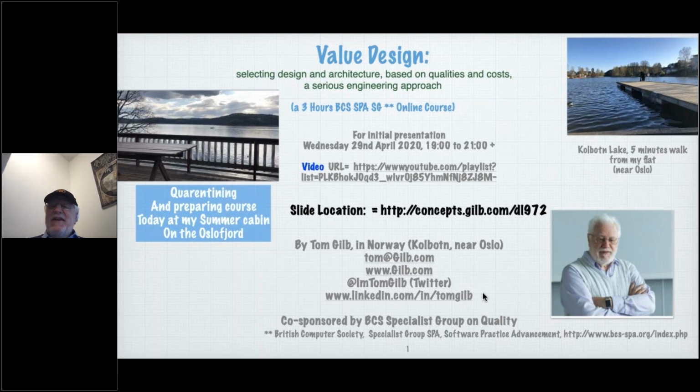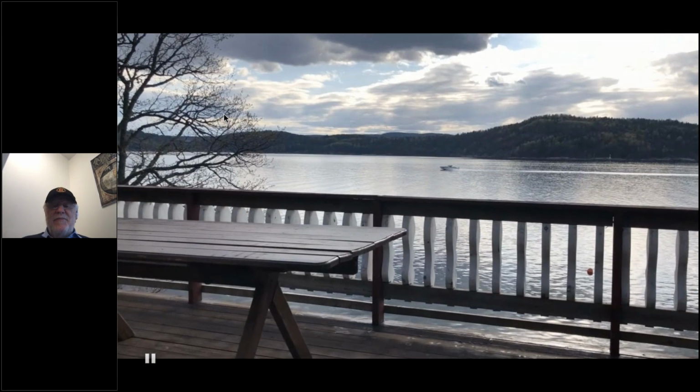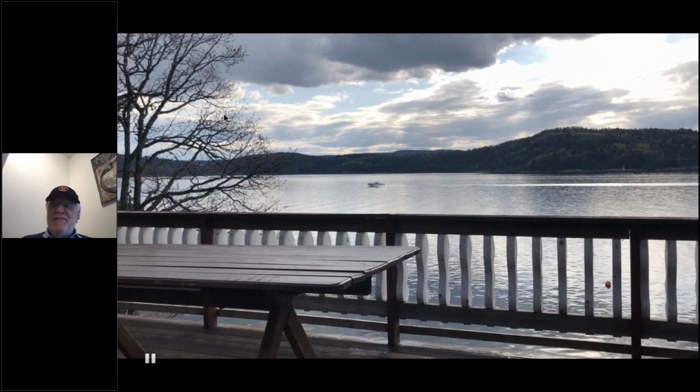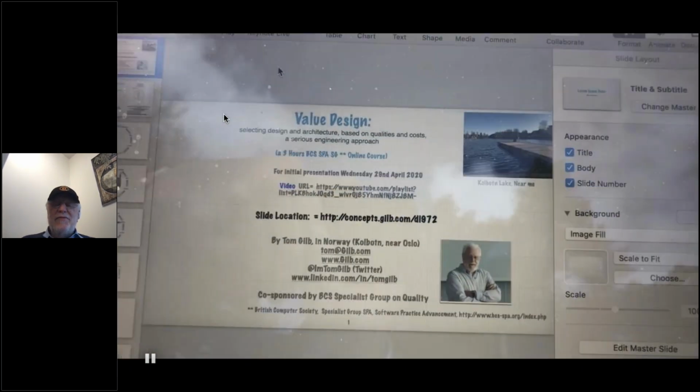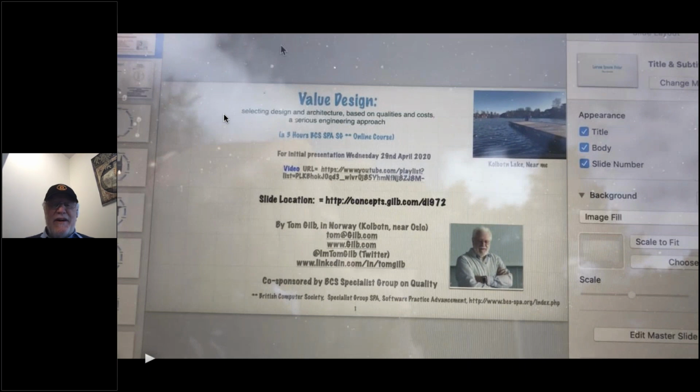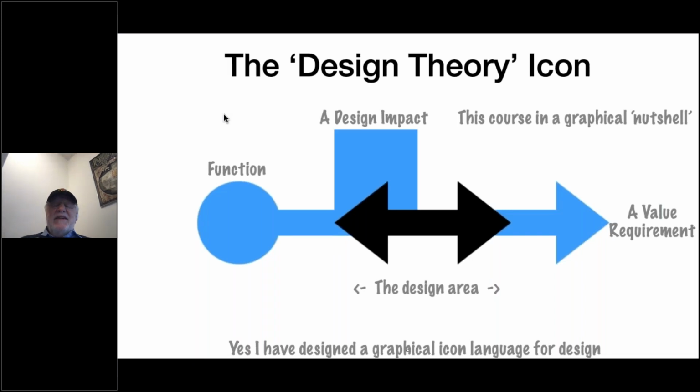Let's see, what have we got? There's a little picture, 5 minutes walk from my flat here near Oslo in Norway, the Kolbotn water. And I just made a trip with my wife out to our summer cabin about half an hour away on the Oslo fjord. And here's a picture of it. So this is where we quarantine, places like this. And I even managed to take this today as I was out there. And there's the proof of that. So that's what I do when I'm preparing my slides or just getting away from it all.